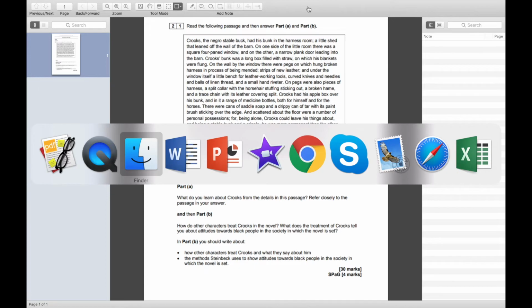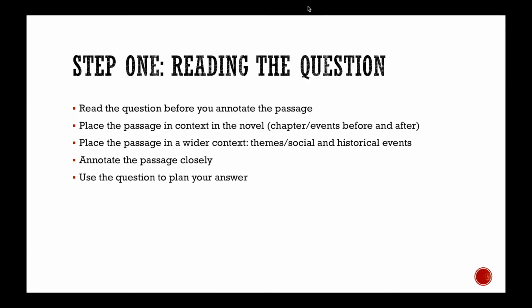When we come to looking at these sorts of questions, we need to read the question to start with. Now, I would always read the actual question before I annotate the passage. I'd probably read the passage first without making any notes or adjustments, and then read the question. We'll go through each of the following steps one by one, but you can see here we have a roadmap. So we're going to read the question, then place the passage in context, both in the novel and a wider context, then annotate the passage closely, and finally use the question to plan an answer.